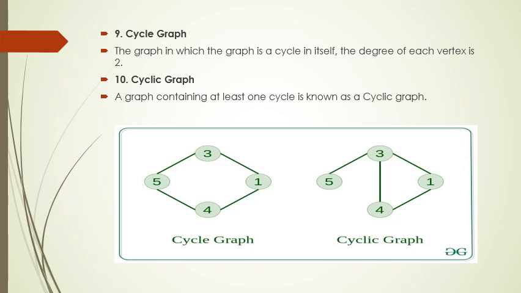The second one is the cyclic graph. A graph containing at least one cycle is known as a cyclic graph. Below we can see the diagram of a cyclic graph. These are the differences between a cycle graph and a cyclic graph.